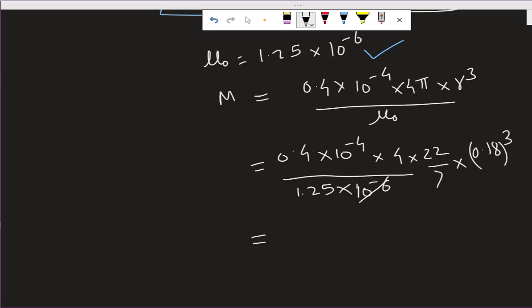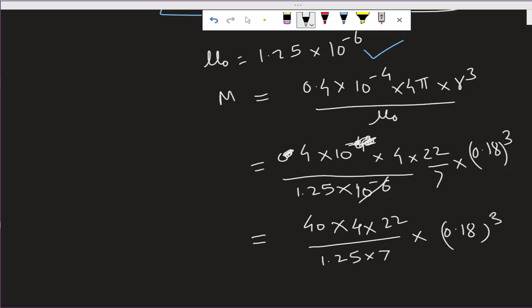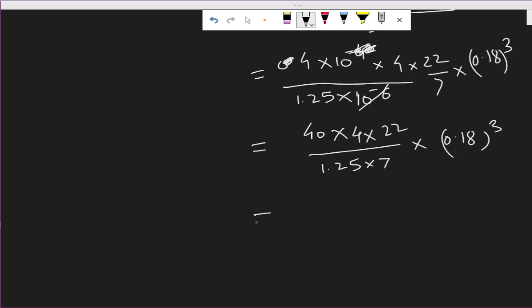So we can cancel out 10 raised to minus 6 against 10 raised to minus 4, so it will become 10 raised to 2. We can remove this decimal point, so it will become 10. So 40 into 4 into 22 divided by 1.25 into 7 into 0.18 raised to 3, which will be equal to approximately 2.34.